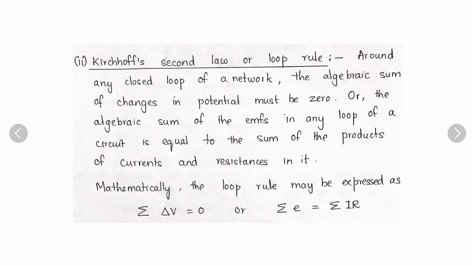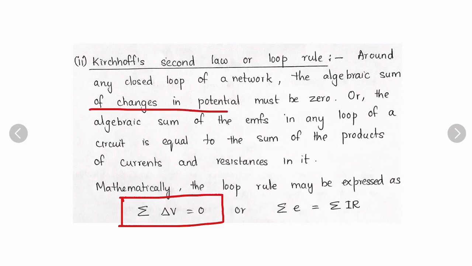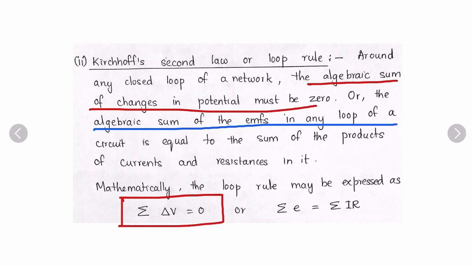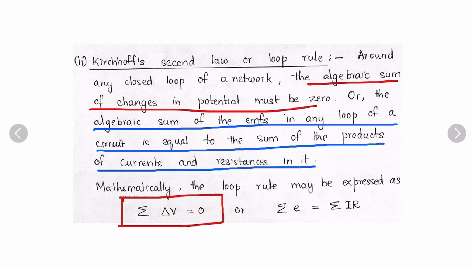Mathematically it is written as sigma delta V equal to 0. That is, the algebraic sum of the changes in potential must be 0. To represent that sentence, this equation is taken. And for the second statement, that the algebraic sum of the EMFs in any loop of a circuit is equal to the sum of the products of currents and resistances in it.